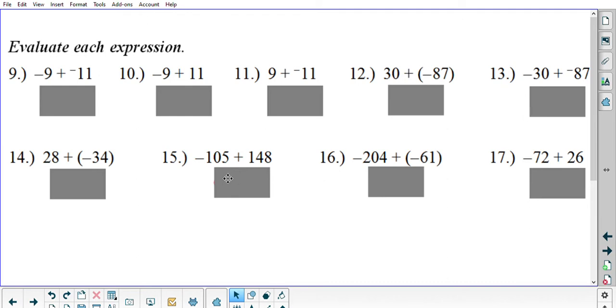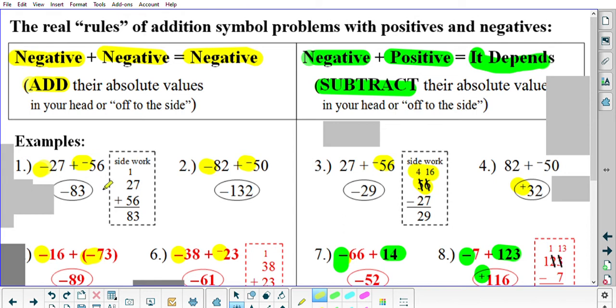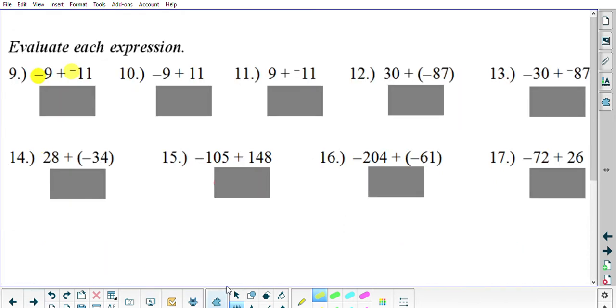All right, I hope you did these problems on your own. Let's see how you did. Problem number 9, we had two numbers that were both negative, right? The 9 and the 11 are both negative. When they are same signs, you will add in your head. So I hope that's what you did. That's going to give you 20, but it's going to stay negative. A negative plus a negative will stay in the negatives.